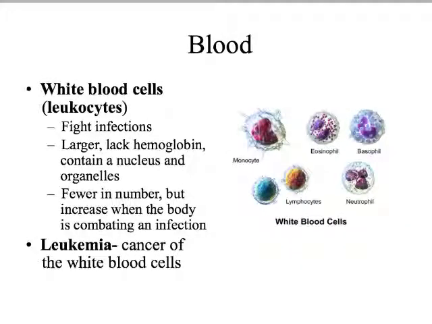The other type of blood cell is the white blood cell, the leukocytes. There's actually 5 different types of white blood cells. There's monocytes, eosinophils, basophils, lymphocytes, and neutrophils. And they all have their different roles of what types of invaders they're going to take care of. But we don't need to go into detail with that. Basically, the white blood cells, you need to know, fight infection.